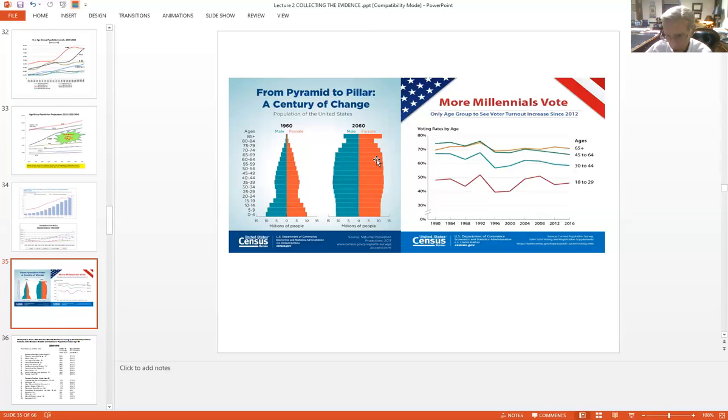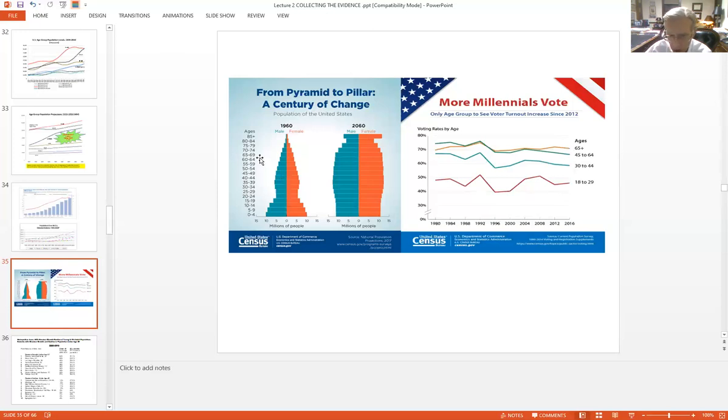Now, why is that important? Well, it's important for marketing reasons, as I explained earlier, but it also is important politically because people at older ages have higher voting rates. The top line on this chart is the proportion of people 65 and older who vote, and it's about 70%.